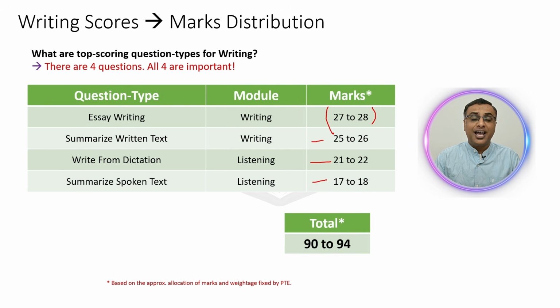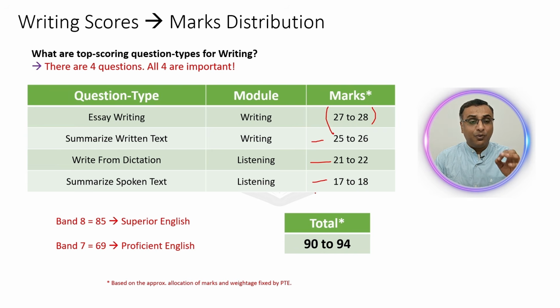All of these scores added up would give you about 90 to 94 marks. If it is exceeding beyond 90, they would condense it and make it into 90 marks. But I'm reiterating this point again. Remember, for Band 8 or for Superior English, you would need to get 85 marks in your PTE scores, and for Band 7, which is equivalent to 69 marks, for Proficient English. So this is how marks are distributed, and the top prioritized questions are in the chronological order of highest marks.